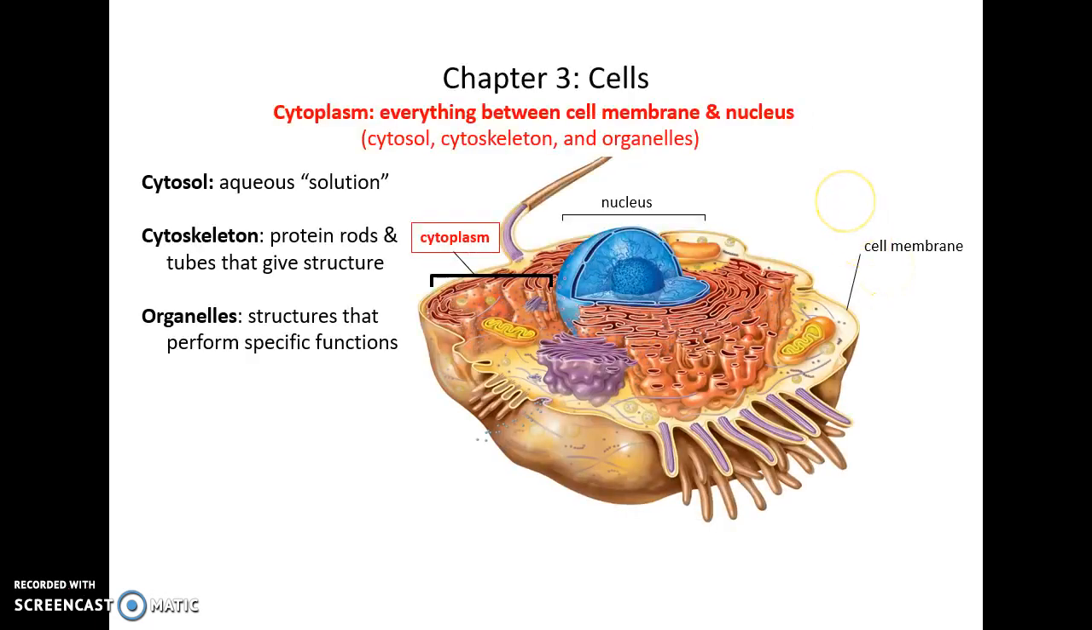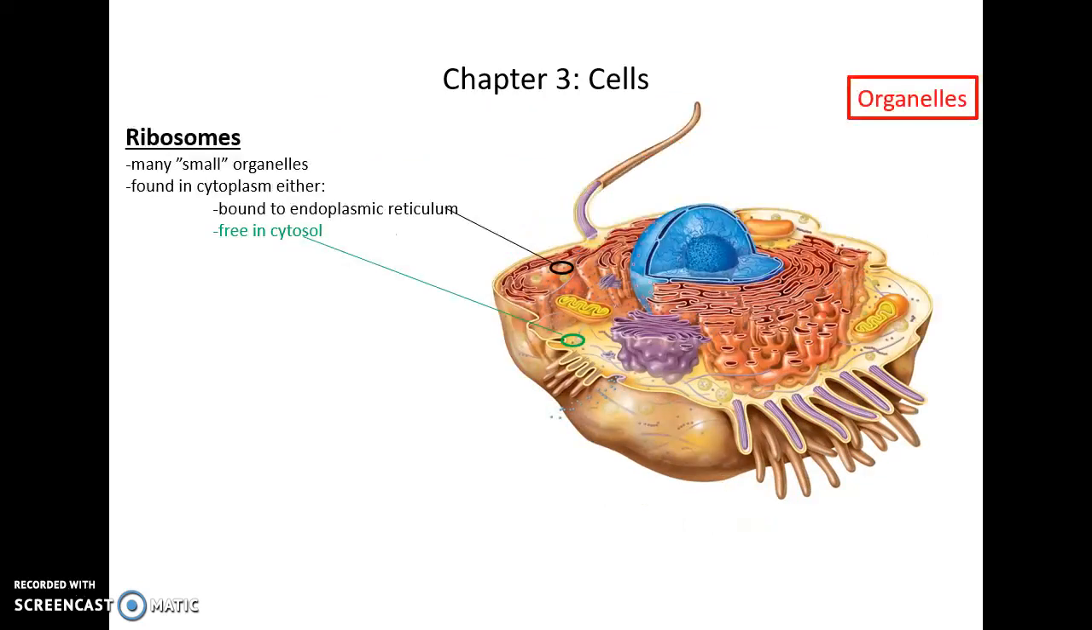We're now moving on to the cytoplasm, everything between the nucleus and the cell membrane. Within the cytoplasm is the cytosol. This is the aqueous solution, the watery solution inside the cell, which is actually kind of gel-like. It also includes the cytoskeleton, long protein rods and tubes that give the cell strength, give it structure, and help to organize various materials. And then also the organelles, structures that have specialized functions inside the cell.